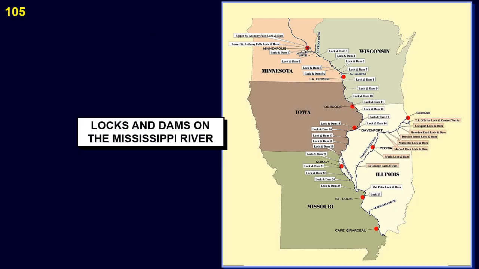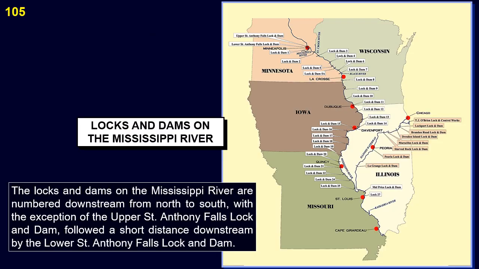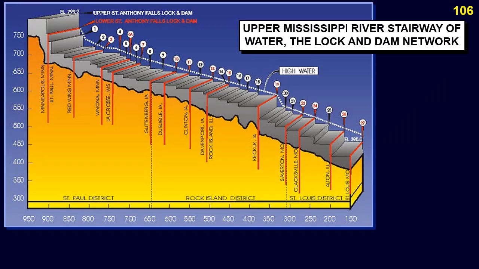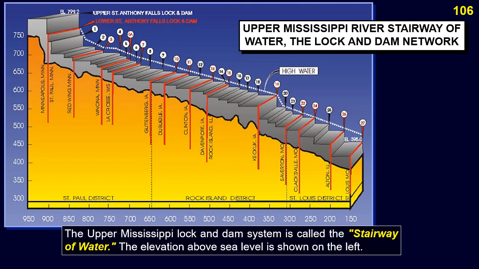The locks and dams on the Mississippi River are numbered downstream from north to south, with the exception of the Upper St. Anthony Falls Lock and Dam, followed a short distance downstream by the Lower St. Anthony Falls Lock and Dam. The Upper Mississippi Lock and Dam system is called the Stairway of Water. The elevation above sea level is shown on the left.